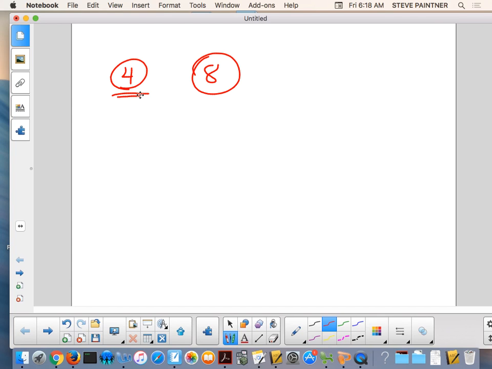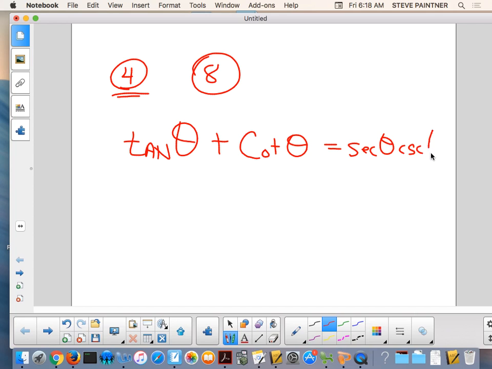Okay. Remember yesterday I said you've got to get rid of tangent, cotangent, secant, cosecant. You want everything to be sine and cosine. Okay, let me get this copied down. Okay, there it is. And this should equal secant of theta times cosecant of theta. Okay? All right. First thing, let's get rid of tangent.